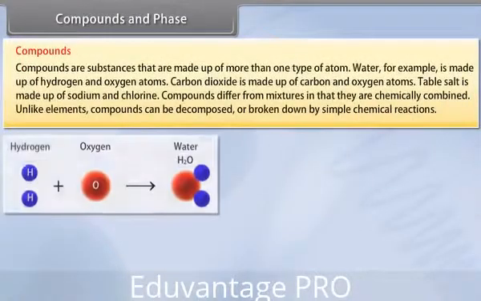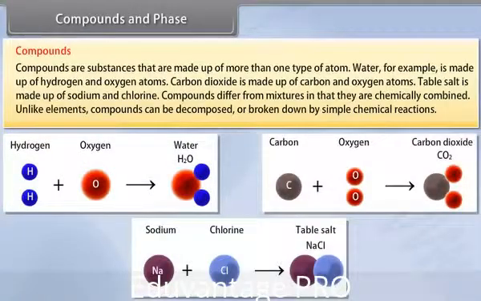Elements. Compounds and phase. Compounds. Compounds are substances that are made up of more than one type of atom. Water, for example, is made up of hydrogen and oxygen atoms. Carbon dioxide is made up of carbon and oxygen atoms. Table salt is made up of sodium and chlorine. Compounds differ from mixtures in that they are chemically combined. Unlike elements, compounds can be decomposed or broken down by simple chemical reactions.